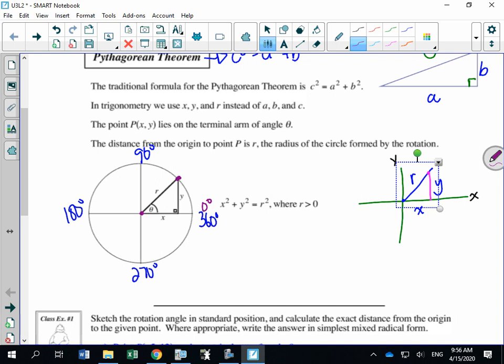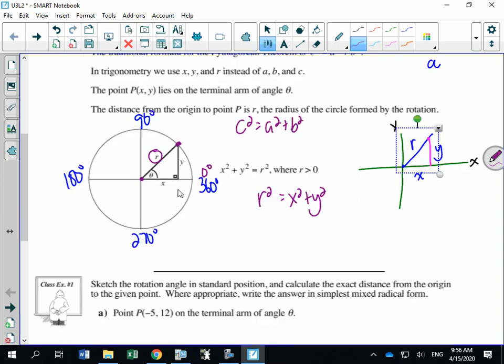So now, if I said, calculate what r is, instead of c squared equals a squared plus b squared, we are now going to use r squared is equal to x squared plus y squared. Okay, so we're just taking the idea of Pythagoras theorem and changing the letters. C is now always going to be your radius. So what would this look like?